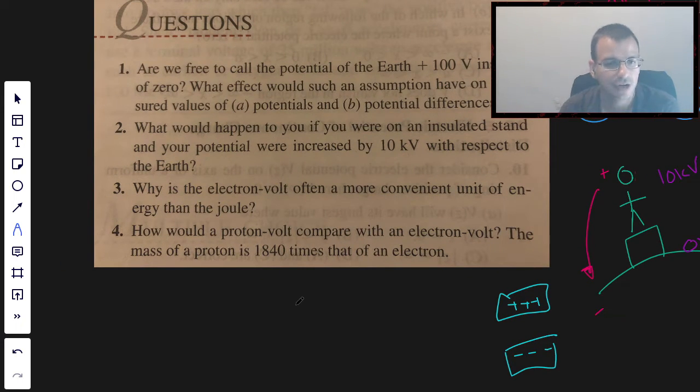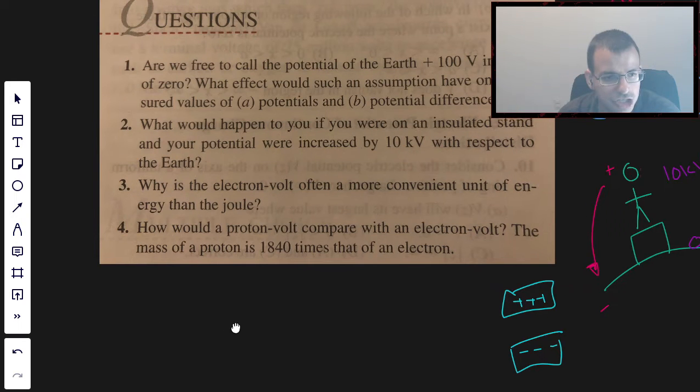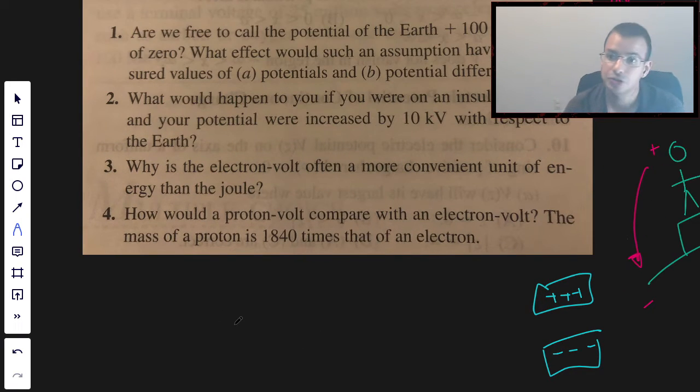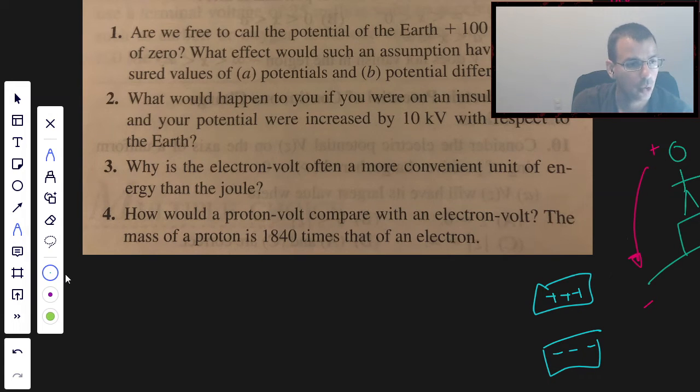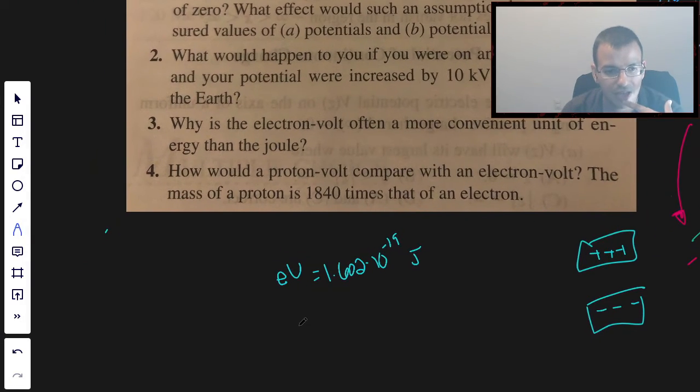Why is the electron-volt often a more convenient unit of energy than the joule? For two reasons. One is it's smaller, and so when you're talking about small quantities, it's really nice to use an electron-volt. One electron-volt is 1.602 times 10 to the negative 19th joules.